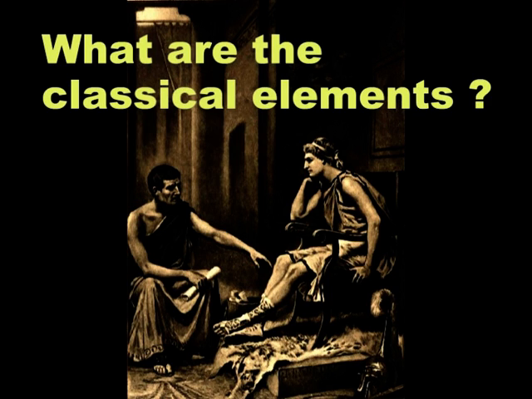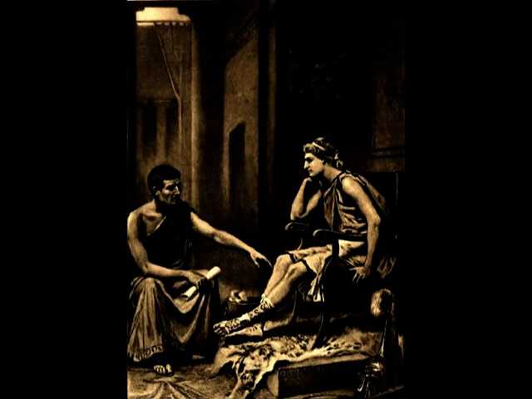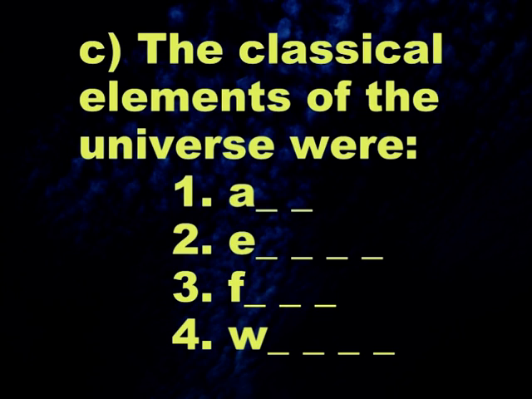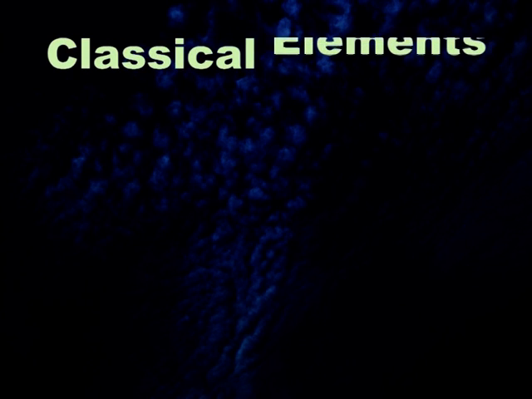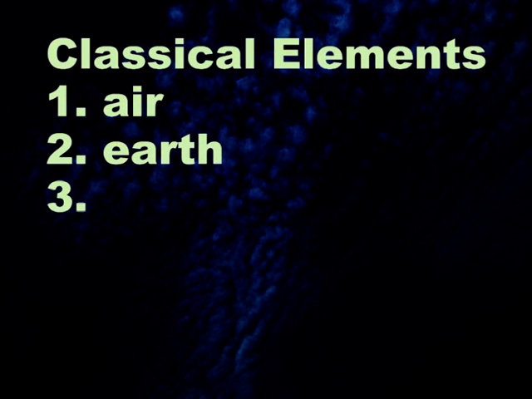We really need to talk about the classical element theory that most ancient cultures embraced. We will see that that model had big problems. The ancient scholars looked around for the building blocks of the universe and came up with the same four elements. See if you can complete this from the clues. So the classical elements for most ancient cultures were air, earth, fire and water.